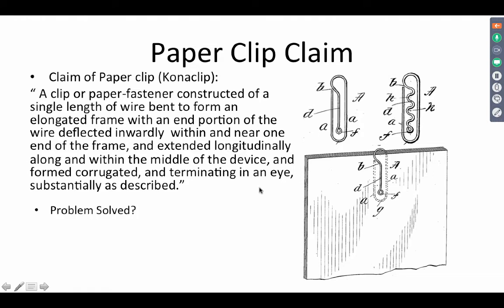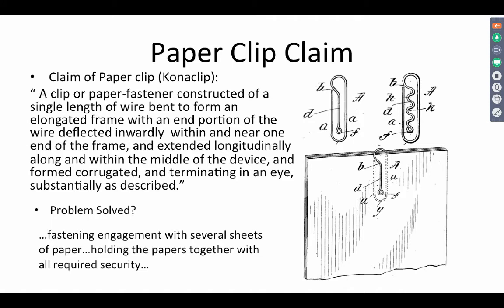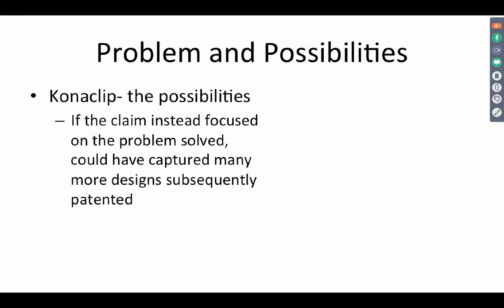Now what was the problem solved? Fastening engagement with several sheets of papers, holding the papers together with all required security. Now this is taken not from the language of the claim but from the descriptive part of the invention, because this was one of the things that the invention was expected to solve. Now what the Kona clip or the earlier claim that you saw missed out on was the possibilities of how the claim could have covered many more things.